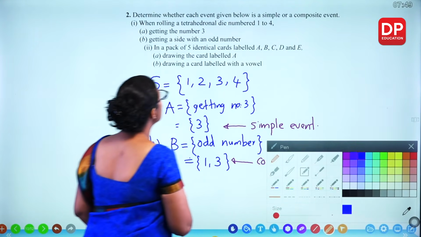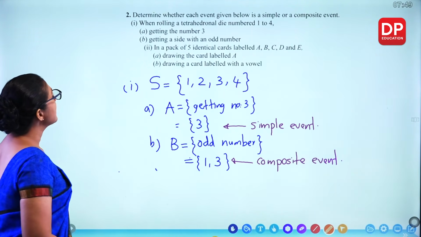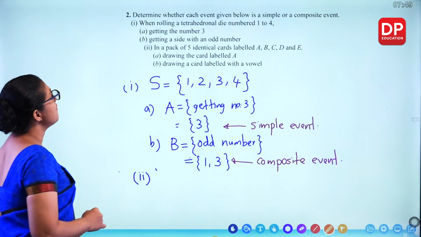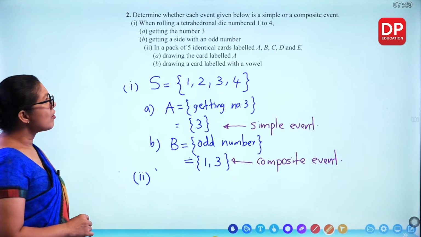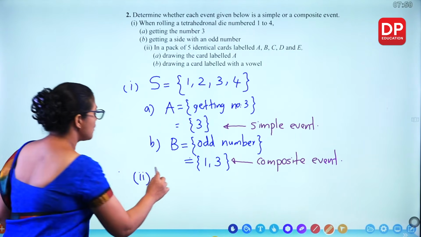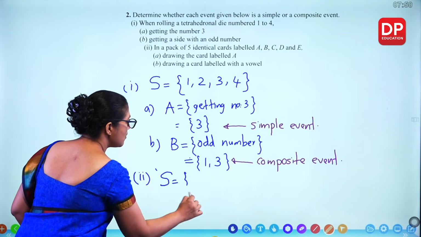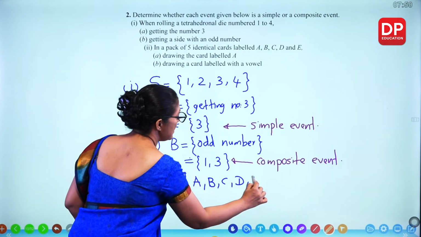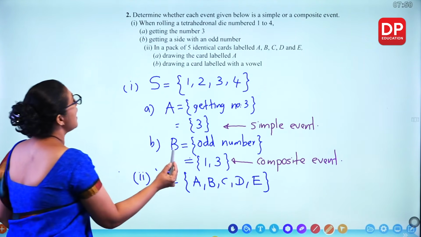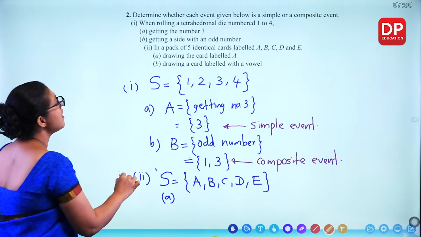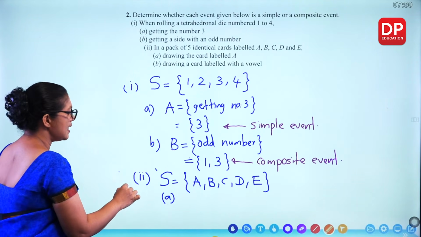Now we look at the next one. Second one is another event. In a pack of 5 identical cards labeled A, B, C, D, E, what's the sample space? You can get A, B, C, D, E. And what's part A? Drawing the card labeled A.